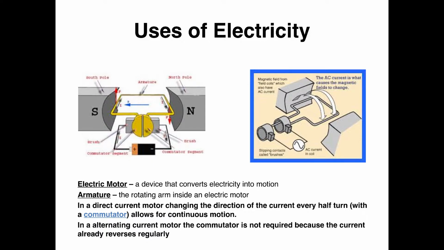And this is just an example of an alternating current. You'll notice that instead of a commutator with a split, you have two commutator rings here. And because this switches back and forth, it allows the current to go through half of the time, again, clockwise, half of the time counterclockwise, and again, it goes back, and the current goes back and forth, so the armature always turns in the same direction.